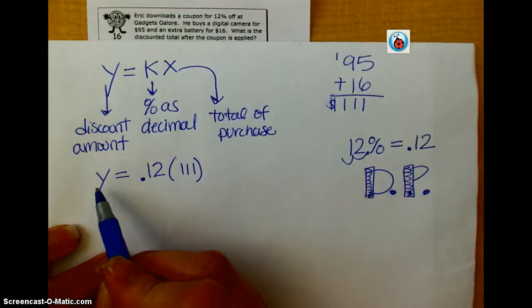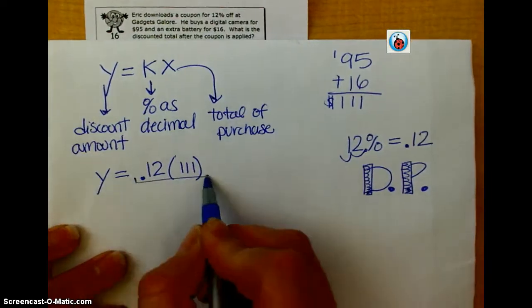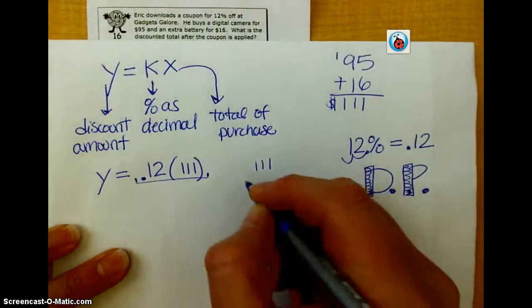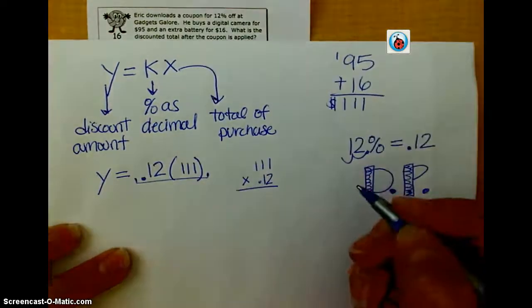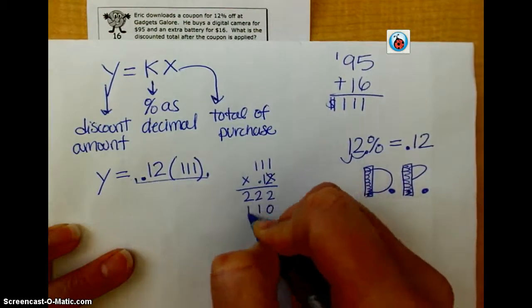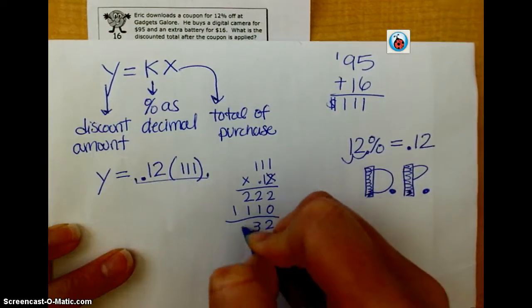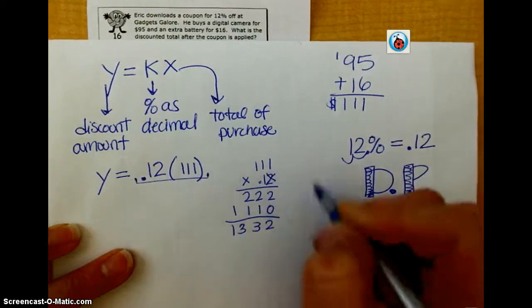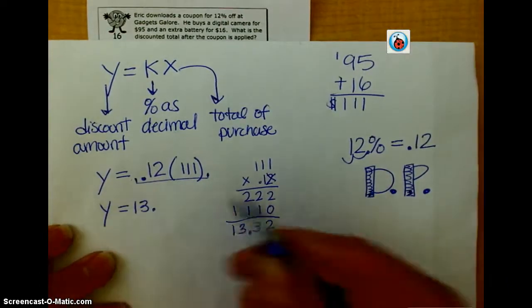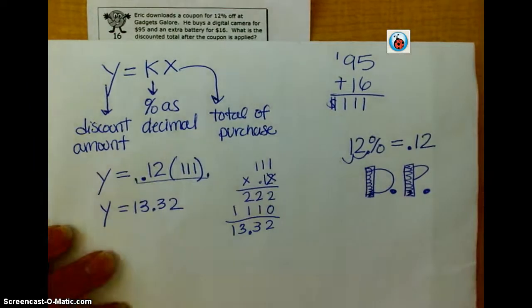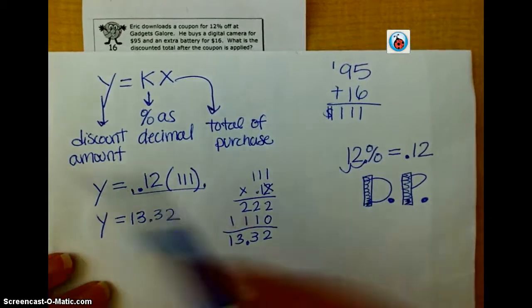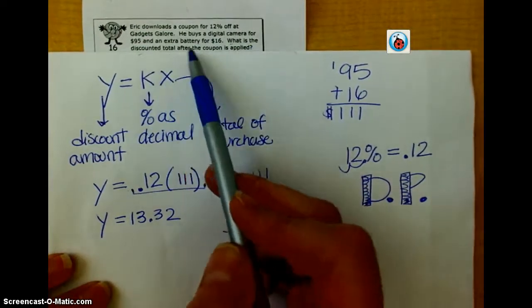Since my missing value is on the left side, my problem tells me to take 12 hundredths times $111. Please pause your video to do your multiplication and then press play to check your work. Eric's discount will be $13.32. Eric will save $13.32. The question, when we go back to our problem, is what is the discount total?